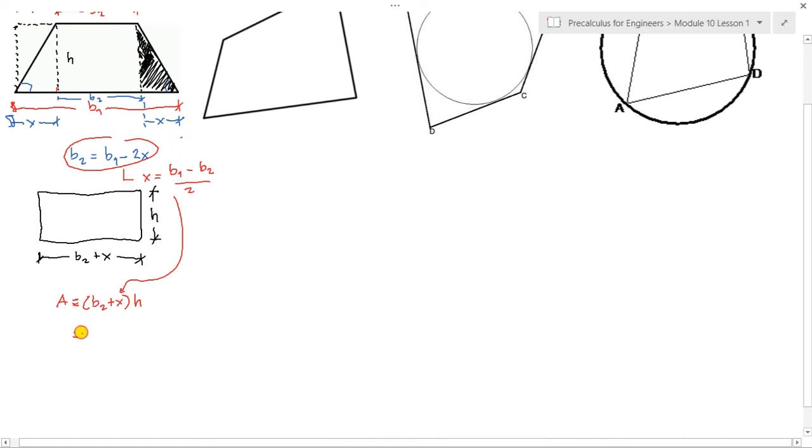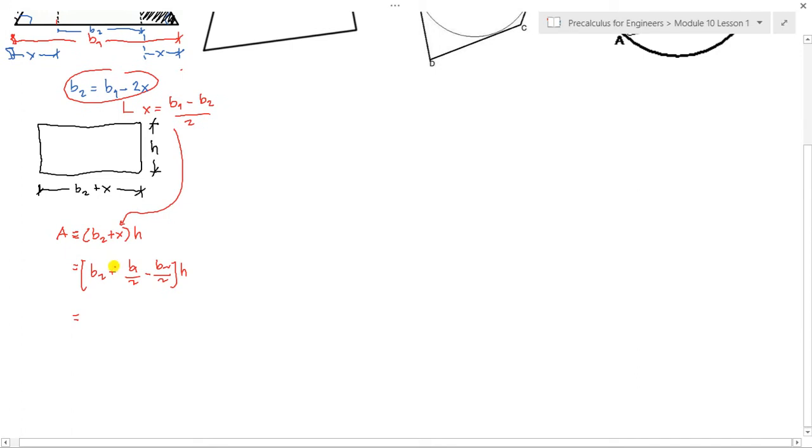So it becomes base 2 plus base 1 over 2 minus base 2 all over 2, multiplied by the height. Here, combine same terms, so that is base 2 minus base 2 over 2, that is base 2 over 2. So base 1 over 2 plus base 2 over 2, multiplied by the height. Or that is, the common formula we know for the trapezoid, that is 1/2 times base 1 plus base 2 multiplied by height. So it's the same.